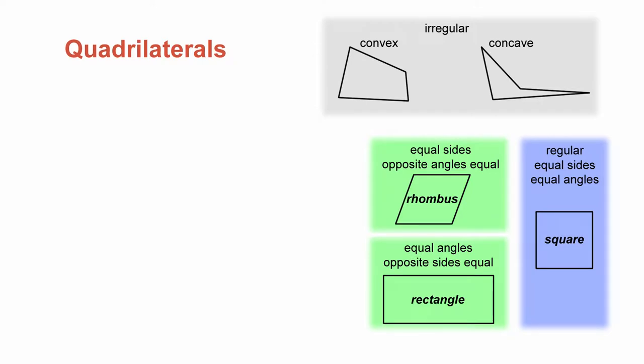A quadrilateral with four equal angles is called a rectangle. The word rectangle just means right angles. There are four right angles in a rectangle. Notice that each side is the same length as the opposite side. Opposite sides in a rectangle are equal. A square is a special kind of rectangle, where all four sides are also equal in length.